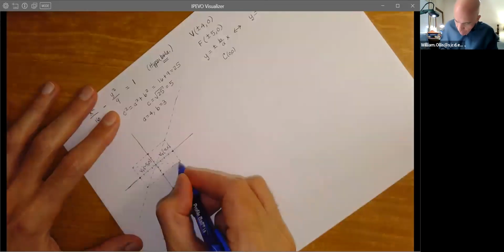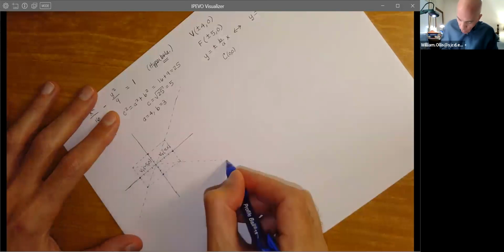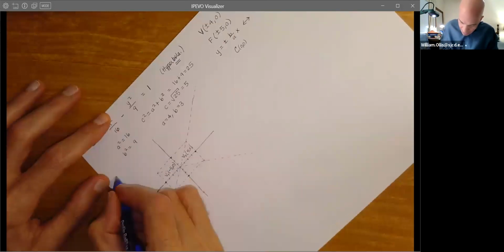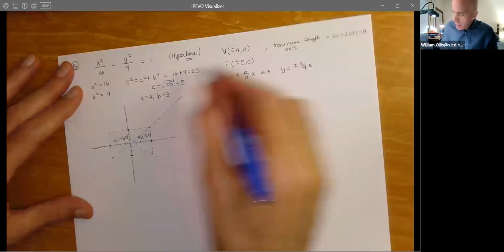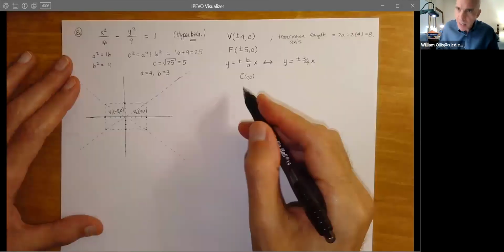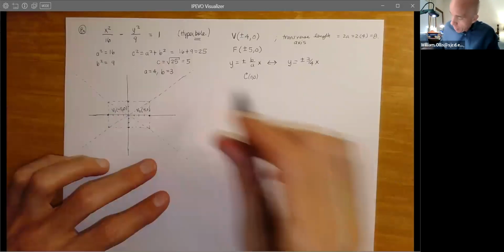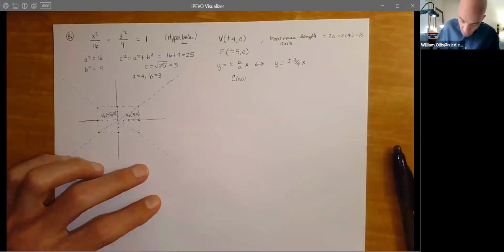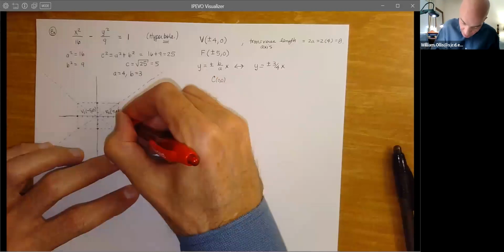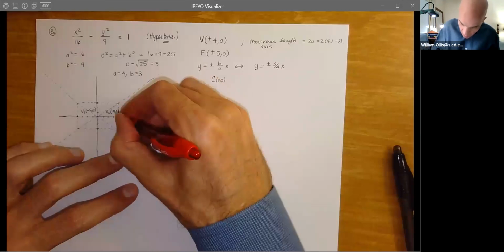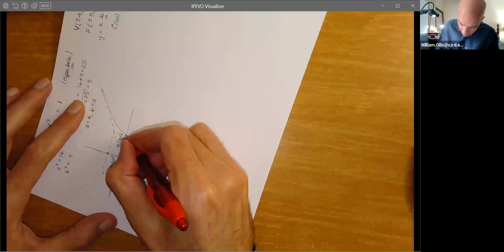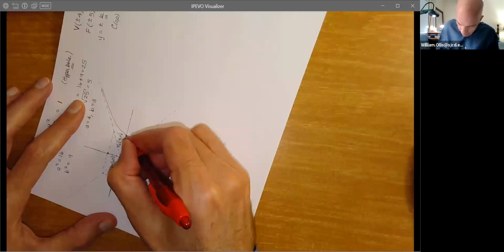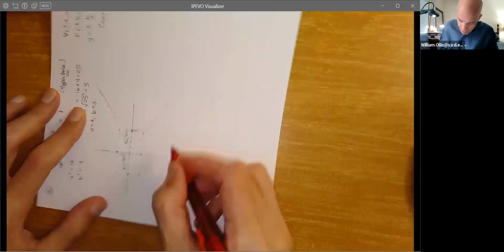So the graph is simple. The graph is just kind of the gravy. The hard part is getting this stuff, and unless we're translating or rotating, it's not very difficult. So now we can draw the curve with the x-intercept here. Same on this side.